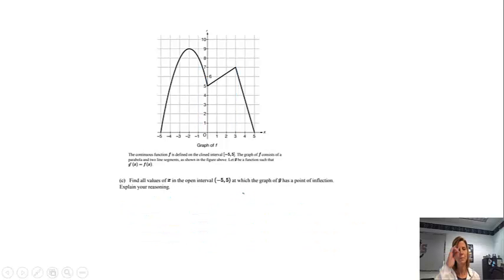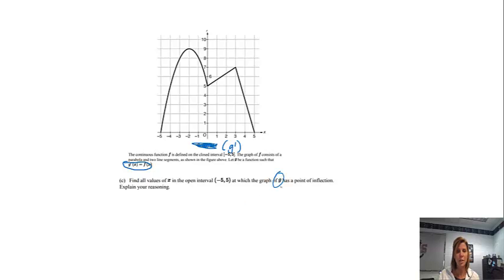All right, part C. Find all values of x in the open interval -5 to 5 at which the graph of g has a point of inflection. Explain your reasoning. Notice this is a graph of f. All of a sudden we're talking about g. So we need to go down to something I circled earlier. g prime of x is equal to f of x. So this is not only the graph of f, it is the graph of g prime. So this is a g prime graph now.